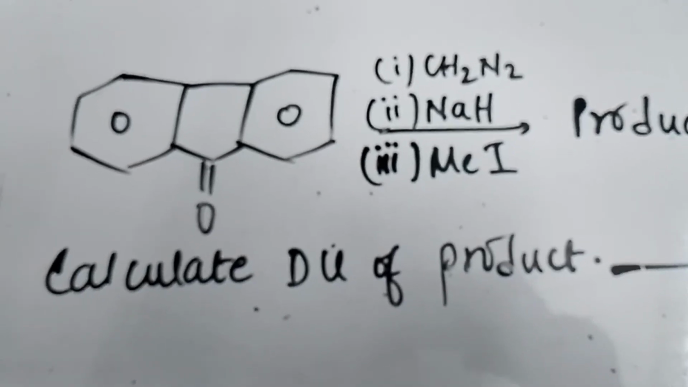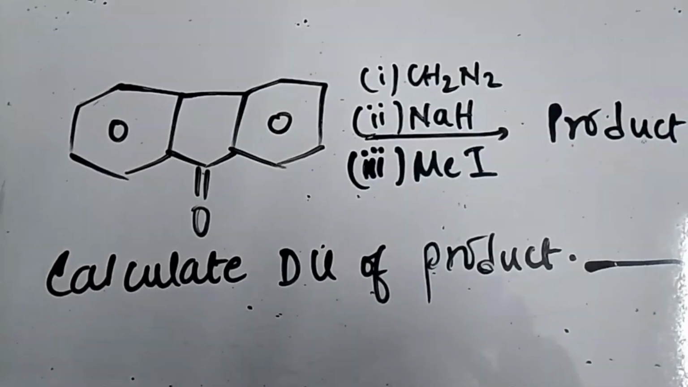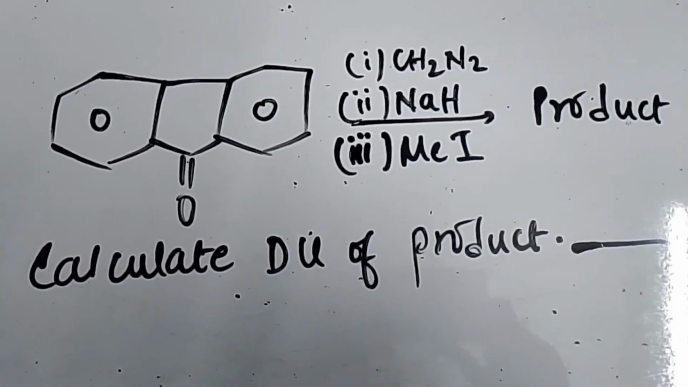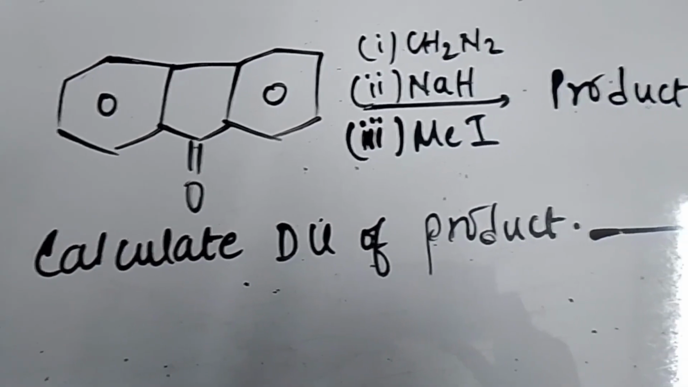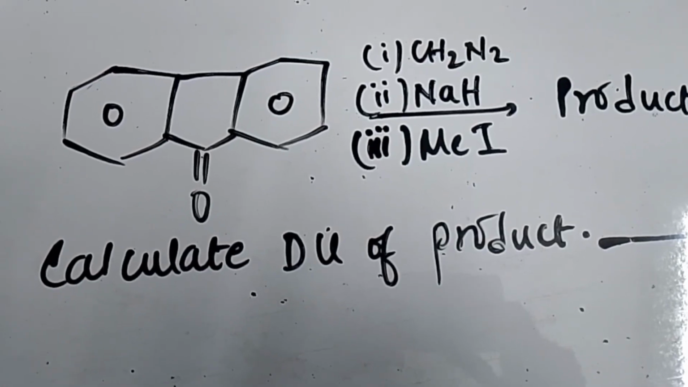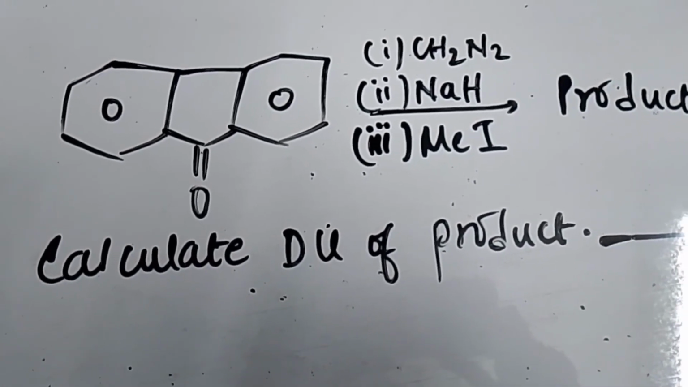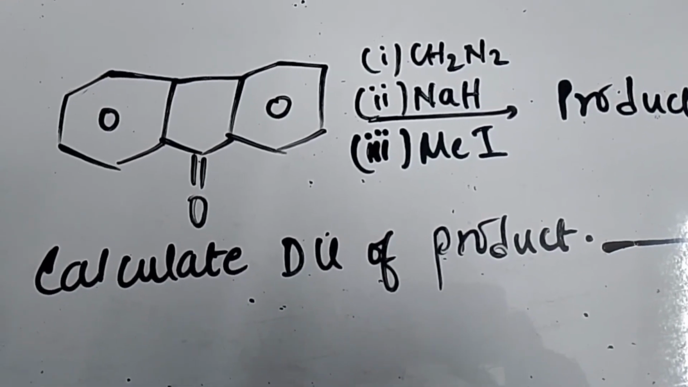A substrate is given and it undergoes three reactions one after another. First with CH2N2 with, you may say, a bit of heat. The second reagent is NaH. The third reagent is MeI, and it gives us a certain product, and the question asks for the degree of unsaturation of the product. Pause the video, give it a try, and then we'll proceed with the solution.